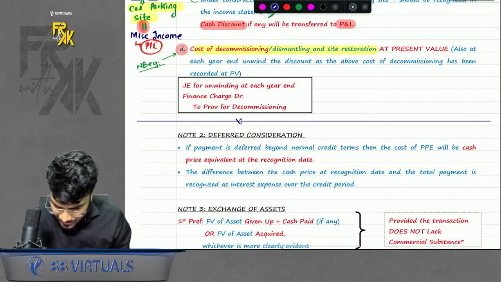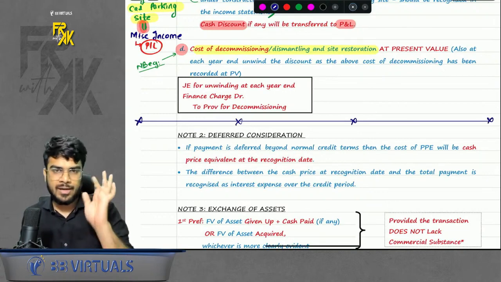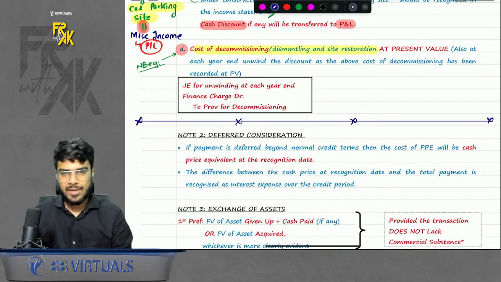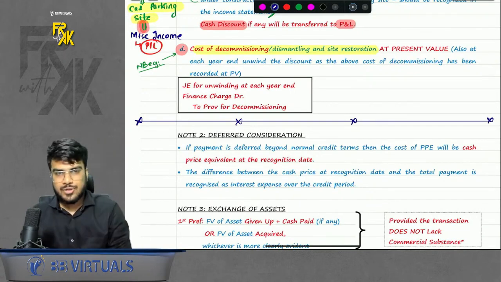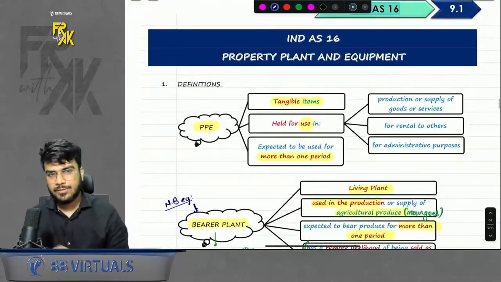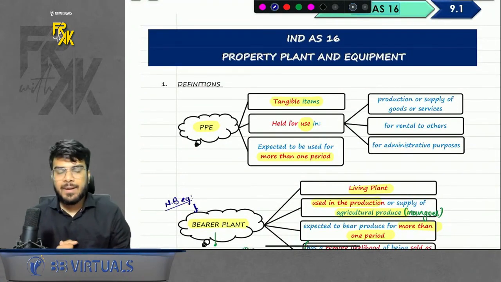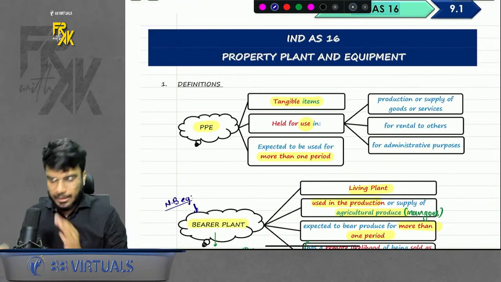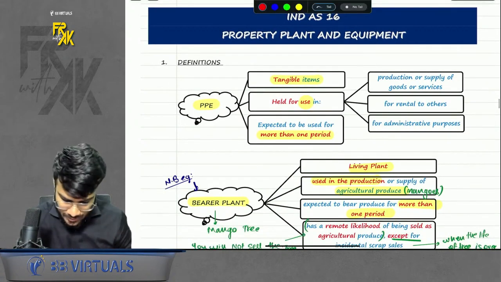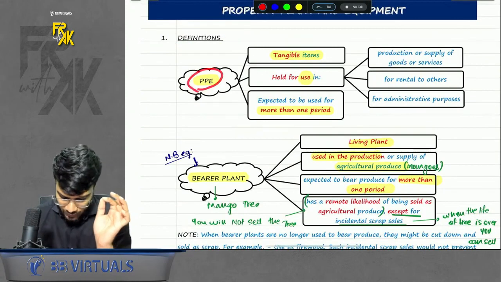But before wrapping up the session, how about revising IND AS 16, whatever we studied today? Because this is going to be very important for us as well. Okay. So why not start the revision of IND AS 16 in 3, 2, 1 and go. So the number was IND AS 16, name, property, plant, equipment. So initially we started with the discussion of definition of PPE and definition of bearer plants.